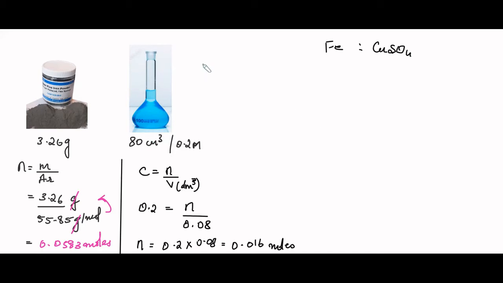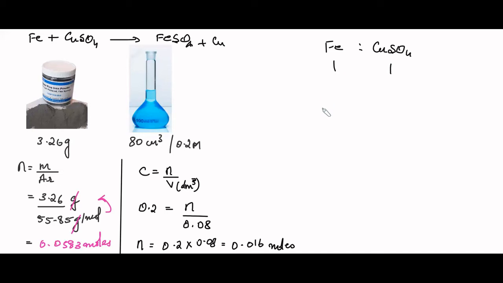It will be Fe plus CuSO4 gives FeSO4 plus copper. And it goes in the ratio 1:1. So 1:1 is the ratio of copper sulfate to iron sulfate. This I'm getting from the balanced chemical equation.